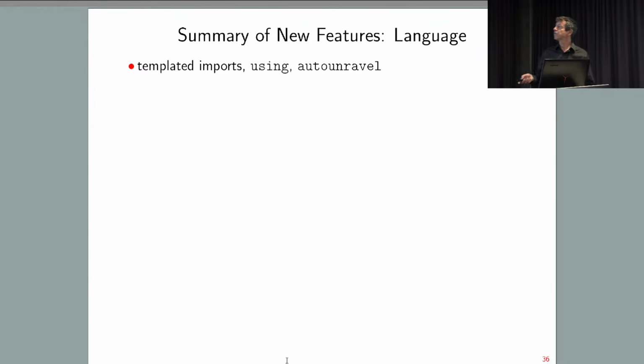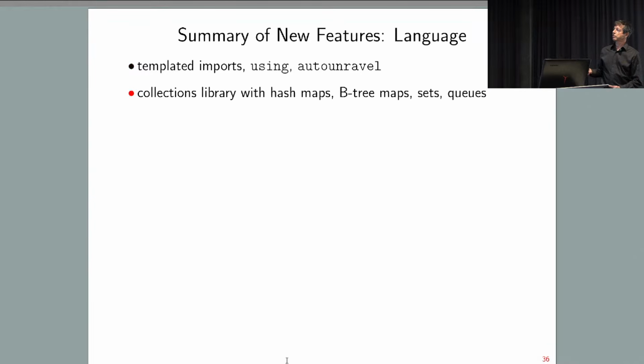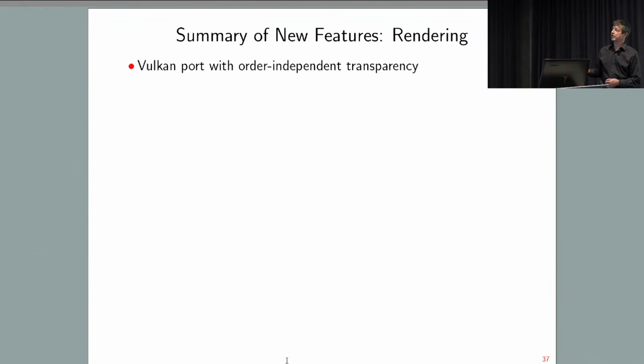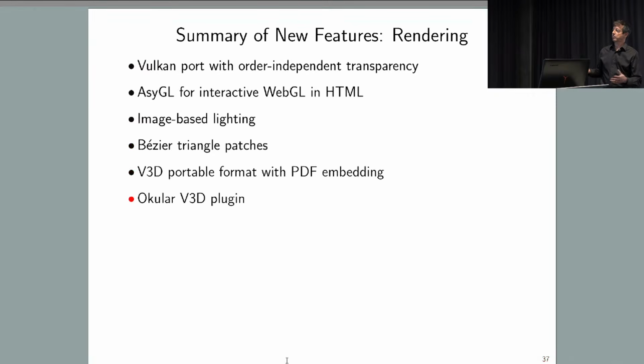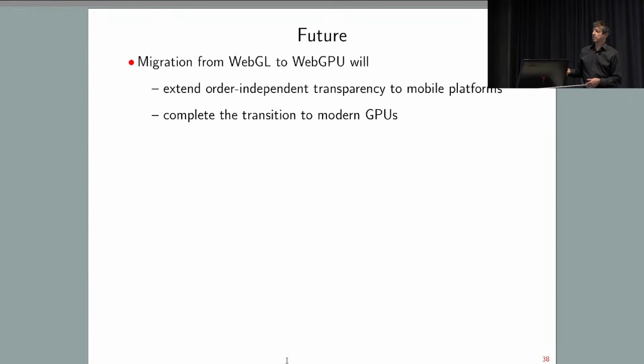And so, in summary of what I've told you today, there are some new language features, templated imports, the most important one, and the collections library, the bracket indexing and things like that. Sometimes these are syntactic sugar for things we could have done before, but they're nicer looking. And then we've got the Vulkan port, the WebGL, image-based lighting, triangle patches, lots of things, a huge long list. I was surprised when I saw just how much we've done since I last spoke at TUG back in 2010.